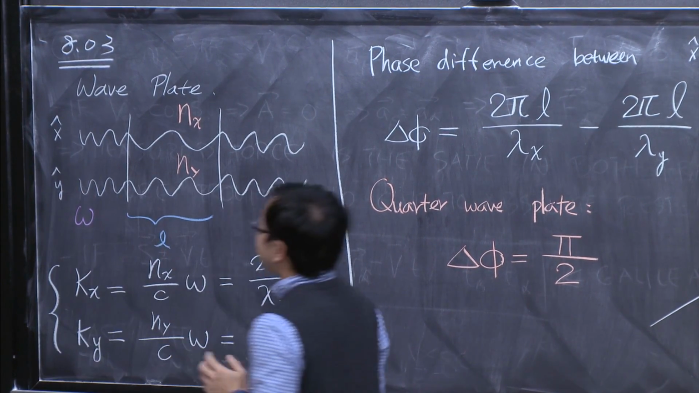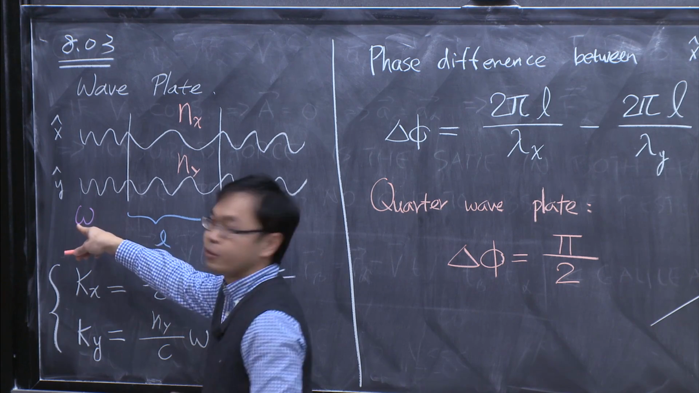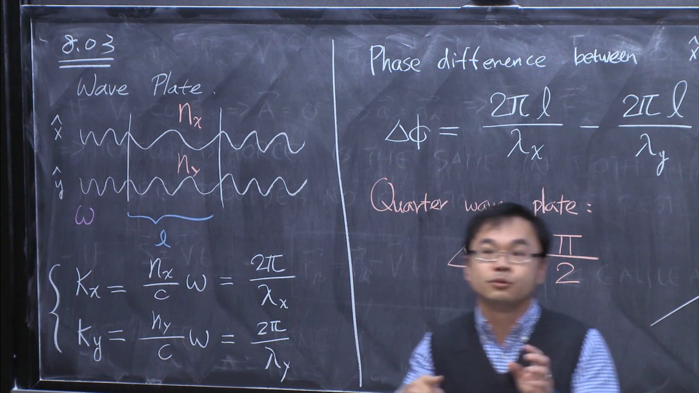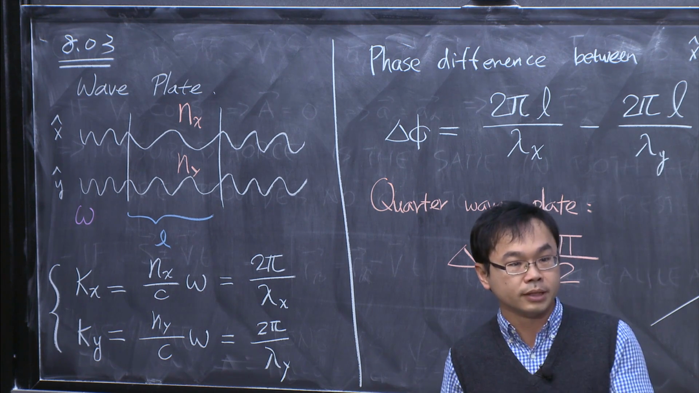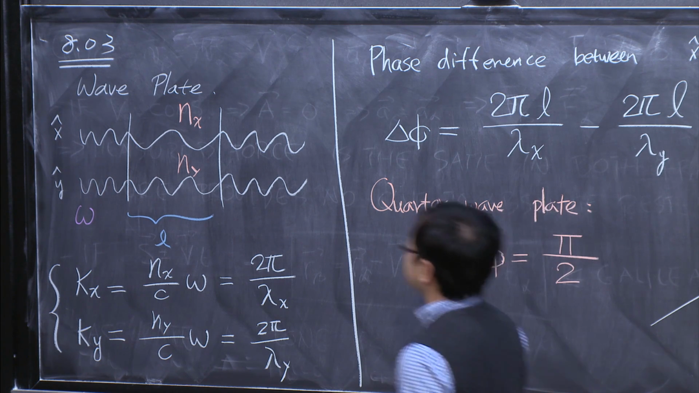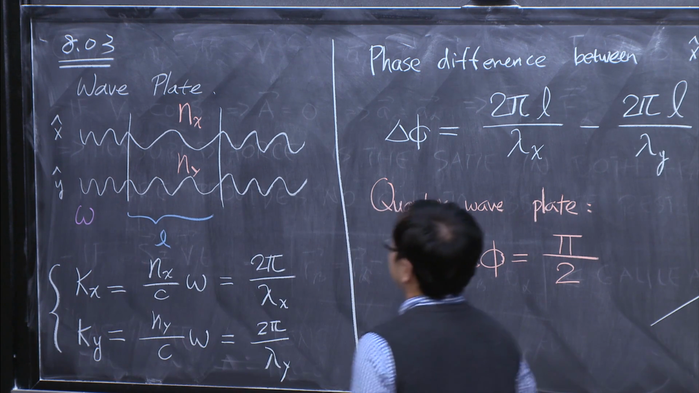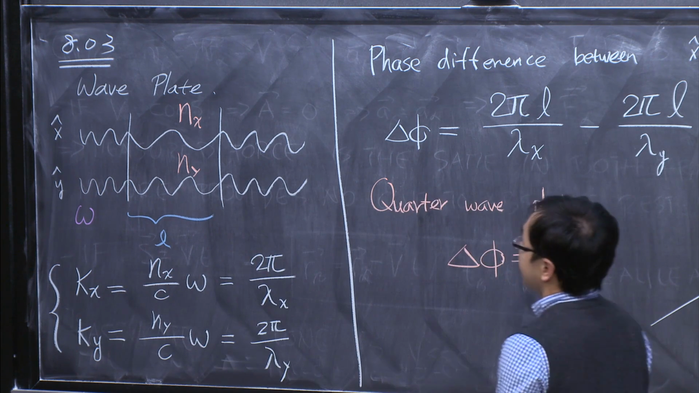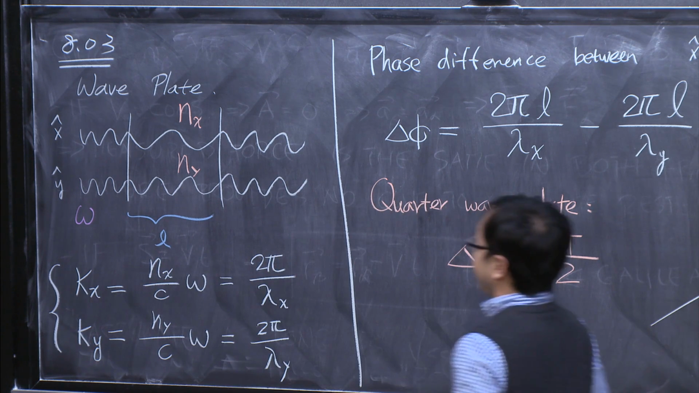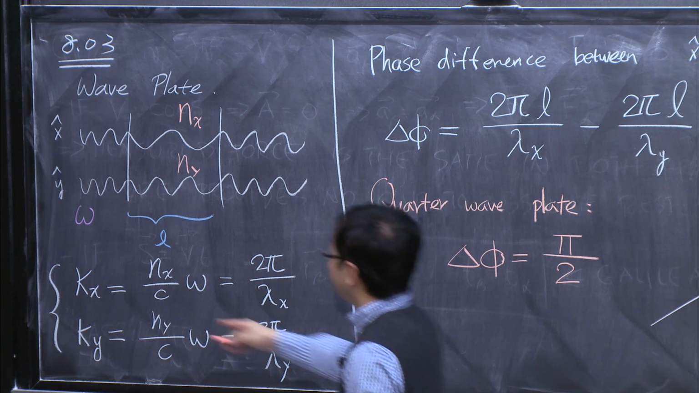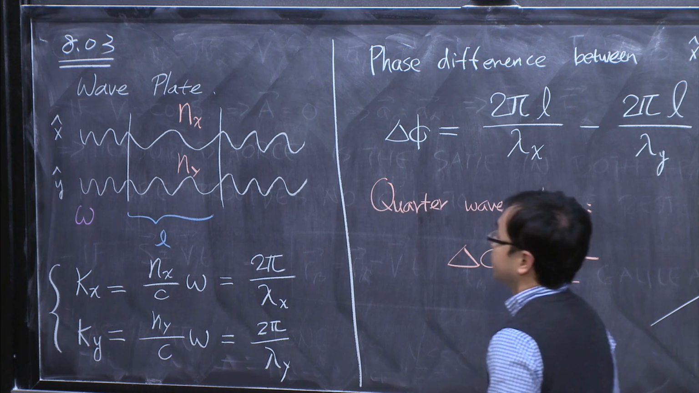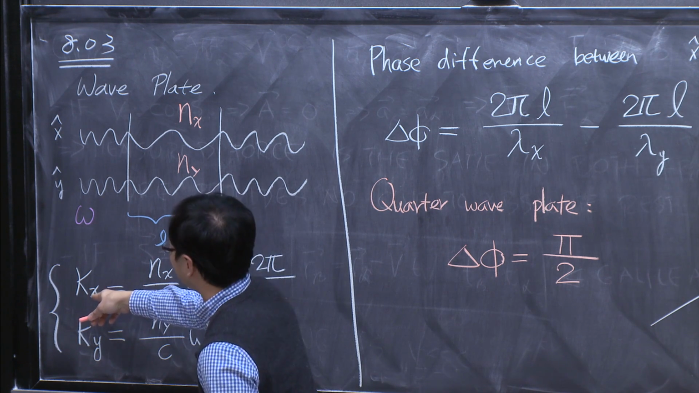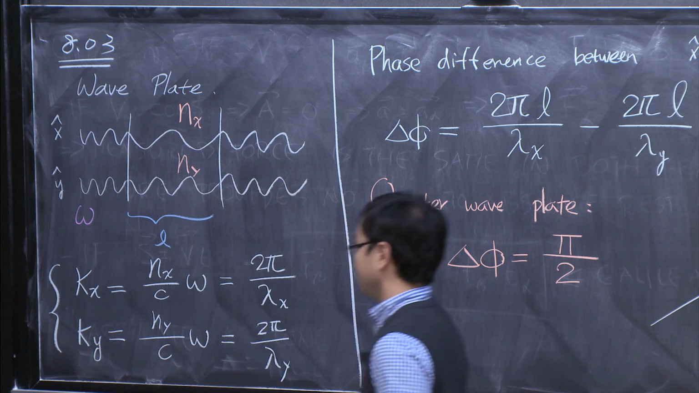Suppose I have incident light with angular frequency omega. Since I give you the omega, and what I really need is the speed of light, then I can calculate the resulting wave number and wavelength, right? This is the incident wave angular frequency, and the thickness of the wave plate is called little l. We can calculate immediately the corresponding wave number in the medium for the transverse linearly polarized wave in the x direction and the linearly polarized wave in the y direction.